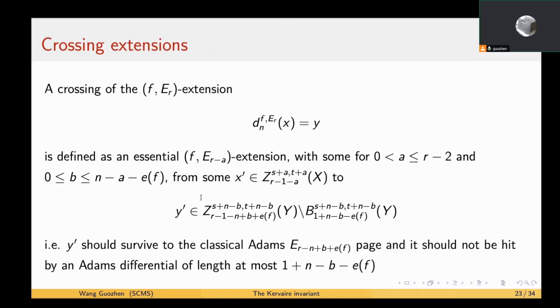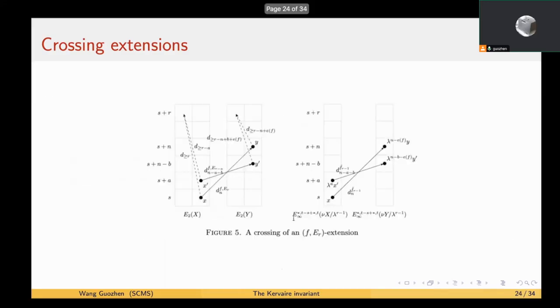to some y prime. And also we require that the extension is essential in the sense that y prime should survive to a classical E r minus n plus b plus ef page, and it should not be hit by a differential of length at most 1 plus n minus b minus ef. So that's an illustration of a crossing of a FER extension.